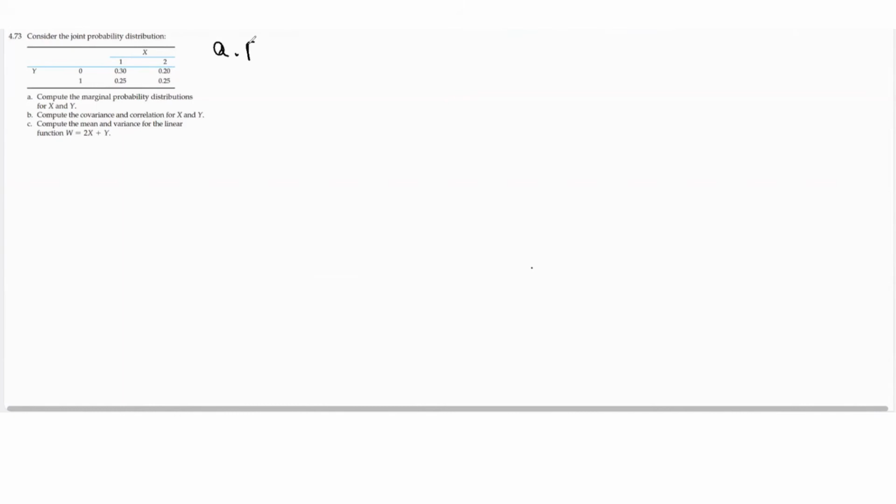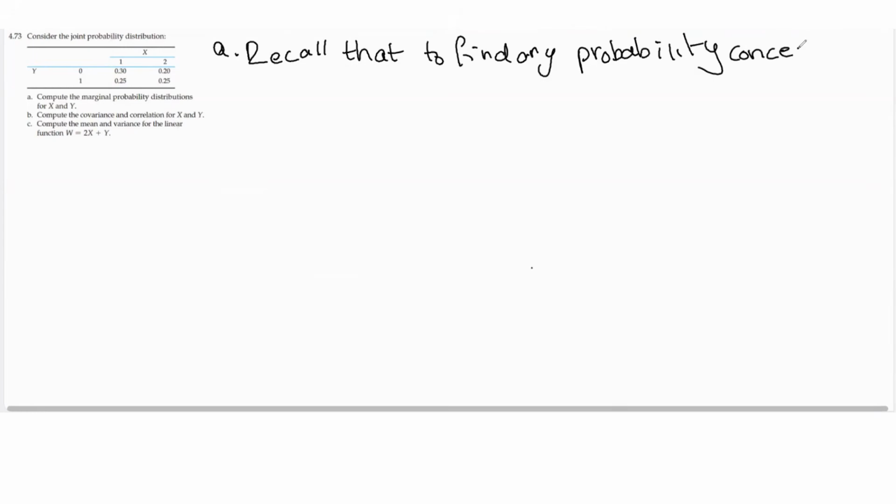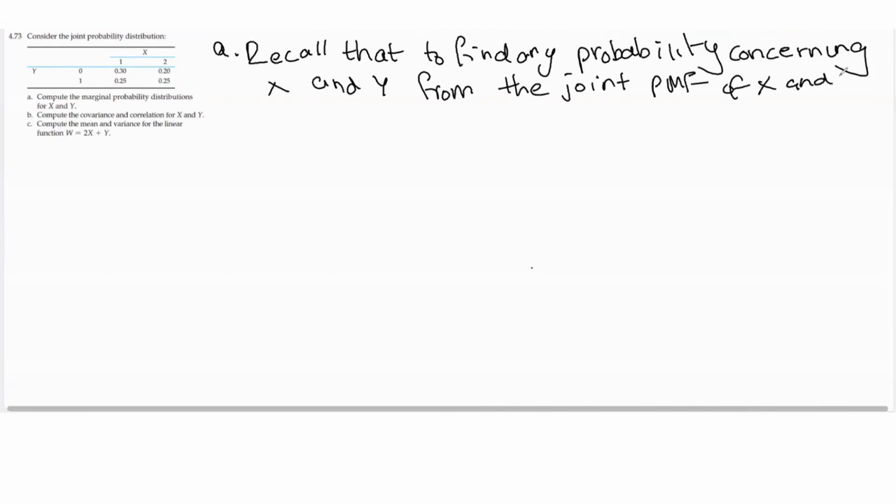So for this, let's recall that to find any probability concerning x and y, from the joint PMF of x and y, we can sum up the joint PMF over those values of x and y. So in this way, we can find any probability concerning x and y from the joint PMF of x and y. We can sum up the joint PMF.